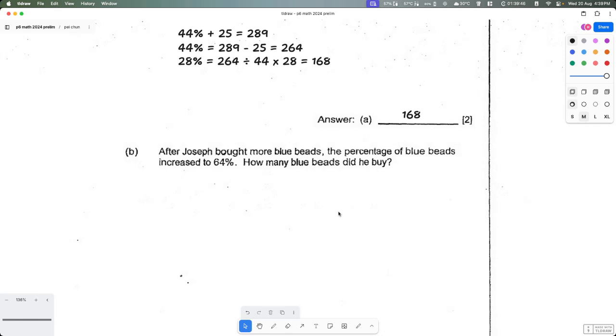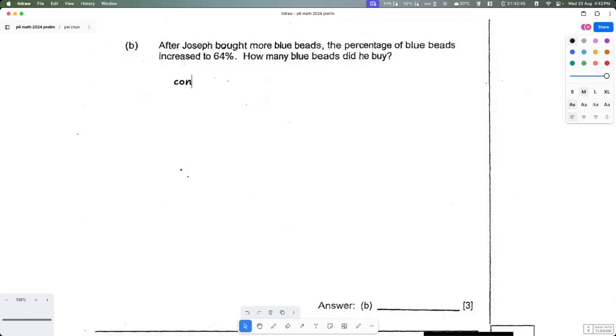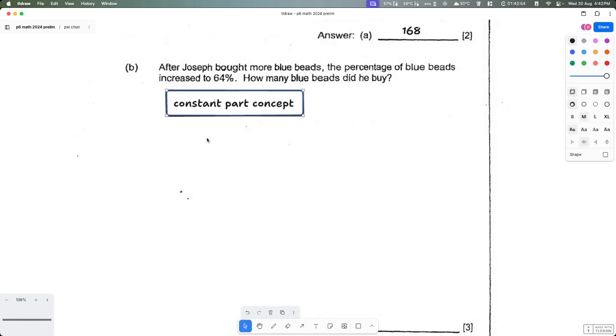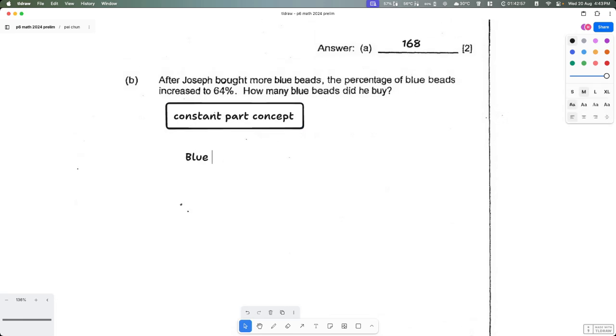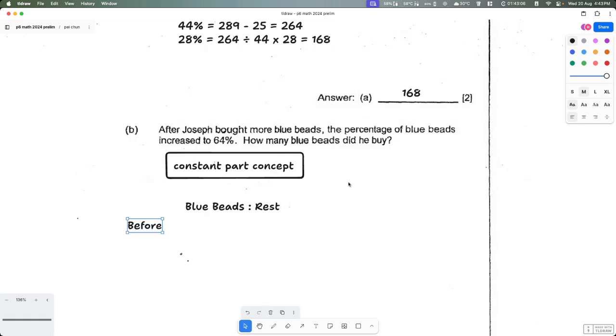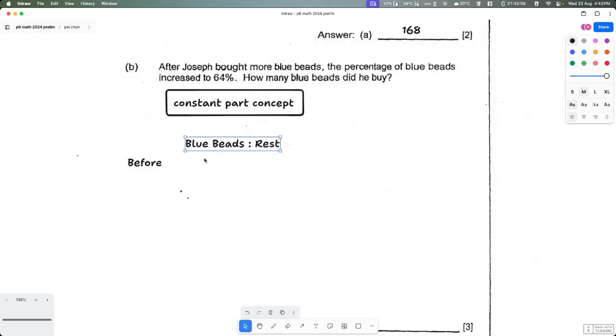All right, part B. After Joseph bought more blue beads, the percentage of blue beads increased to 64%. How many blue beads did he buy? All right, so this is what we call a constant part concept. Okay, so what do I mean by that? We know that the only thing that's changed is the blue beads. So I will write here blue beads and then the rest. Okay, so we also know that this is before. So we have blue beads 28%, and then the rest is basically 100 minus 28, right?